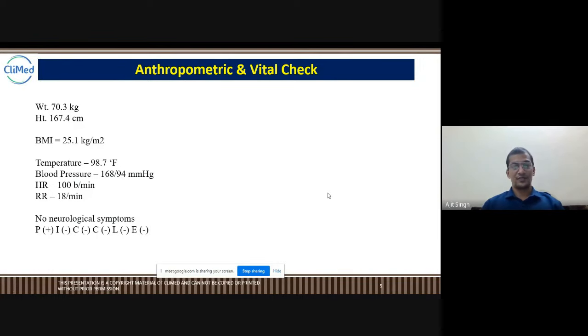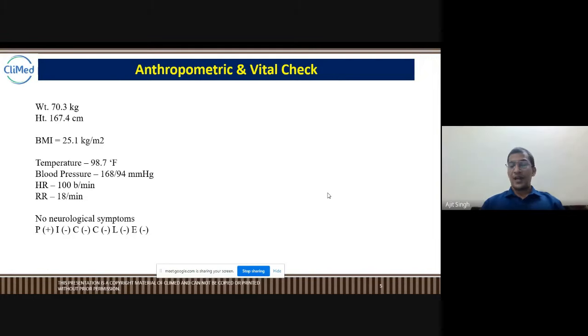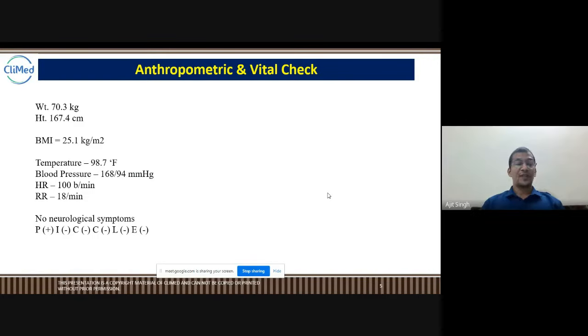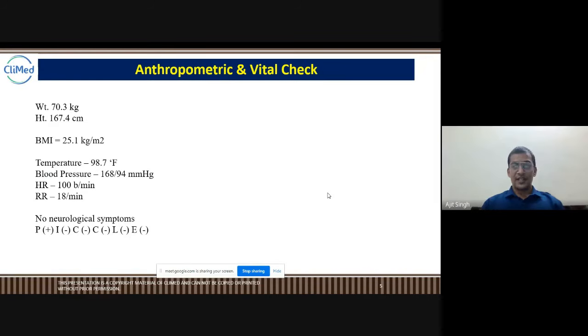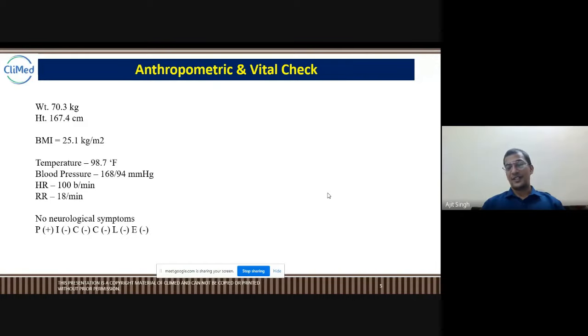What is this PICCLE? P positive, I negative, C negative, C negative, L negative, E negative. Pallor is positive, sir. Pallor is positive. Okay, so P for pallor, I for? Icterus. Okay, icterus. And C for? Cyanosis. And again C for? Clubbing. L for? Lymphadenopathy. And E for? Edema. So this is PICCLE.